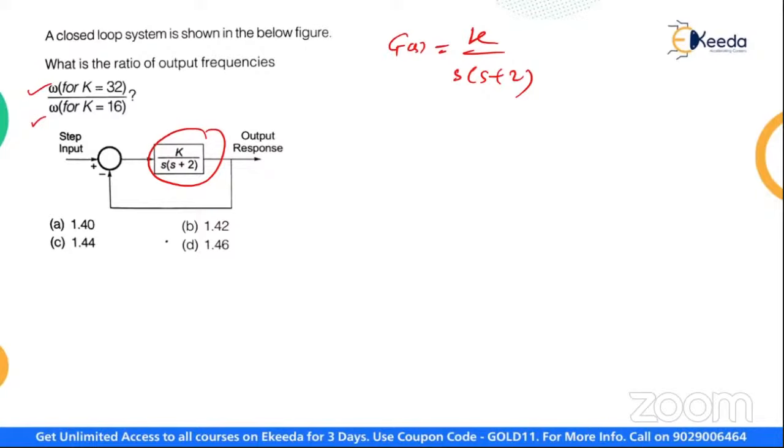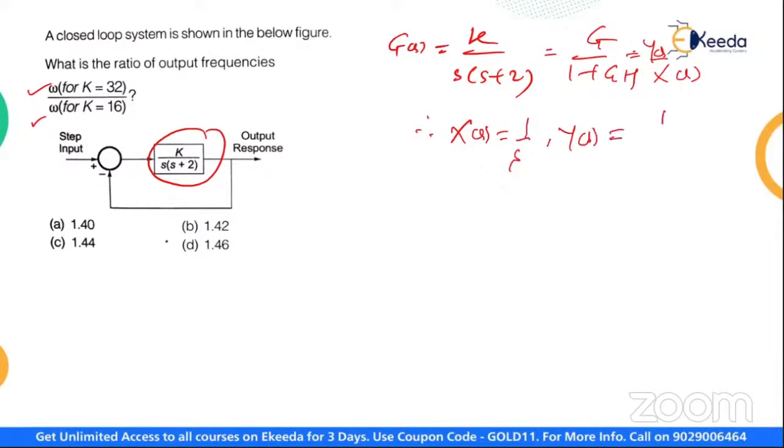So first of all, this is the transfer function. It is nothing but Y of s upon X of s, which is G upon 1 plus G into H, where Y is the output and X is the input. From this, you get X of s to be equal to 1 by s, and Y of s to be equal to k upon s into s squared plus 2s plus k. Correct or not? Yes, sir.